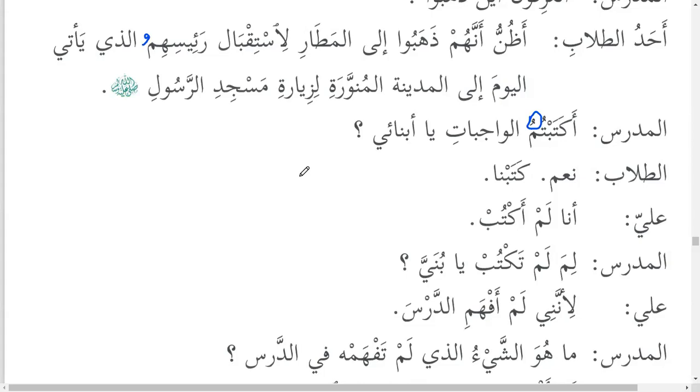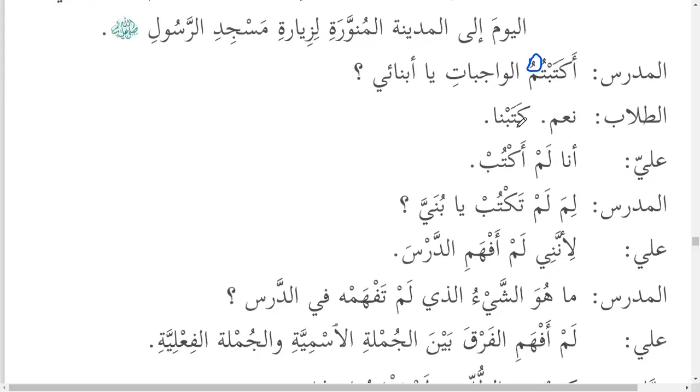Yes, when the ending is alif and ta, that is for the feminine plural. And we know that it either takes dhamma or kasra. It doesn't take fatha. So when it is marfu, it will be with dhamma, al-muslimatu. But when it is mansoob, it will be al-muslimati. And when it is majroor, it will be al-muslimati. So in this case, akatabtumul wajibati, al-wajibat is maf'ul bihi. That's why we say this is mansoob, however, it is mansoob with kasra. Ya abnai, O my sons.